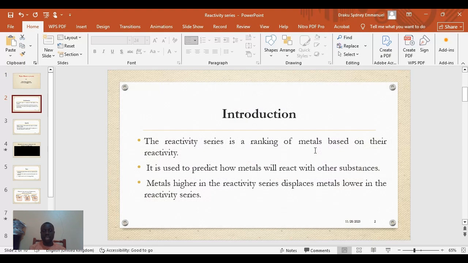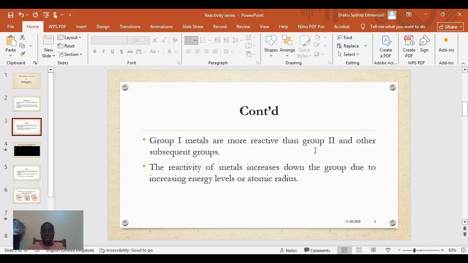Now, this series is usually used when we want to predict how metals will react with other substances. In other words, metals which are higher in the activity series will displace those which are lower in the series. When we look at the metals in our periodic table, we realize that group 1 metals are more reactive than group 2 and other subsequent groups. It means as you move across the period, the reactivity of metals begins to reduce. That's why the group 1 metals are more reactive than the group 2 metals.